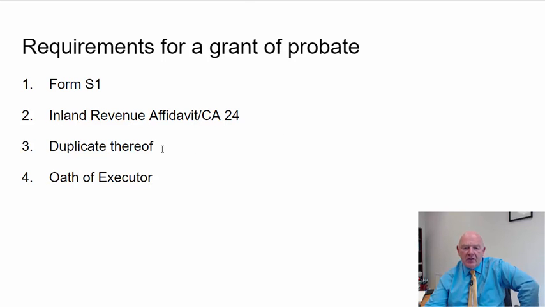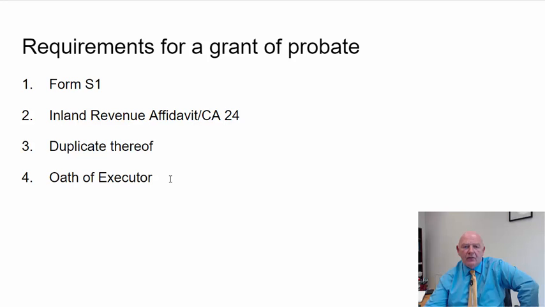Thirdly, you need a duplicate of that. So the executor will sign that CA24 to say that what's contained in the CA24 is a correct and accurate representation of the position. Fourthly, you're going to need an oath of executor.